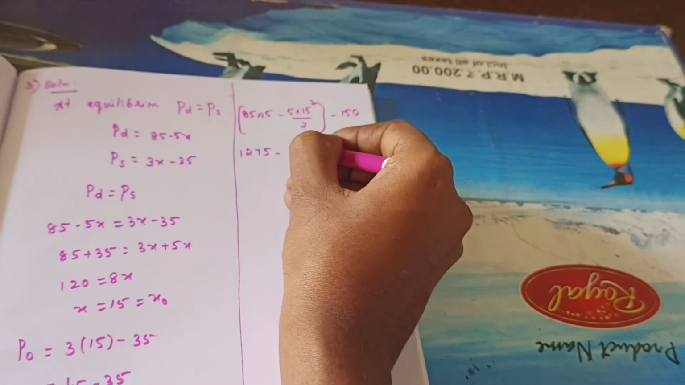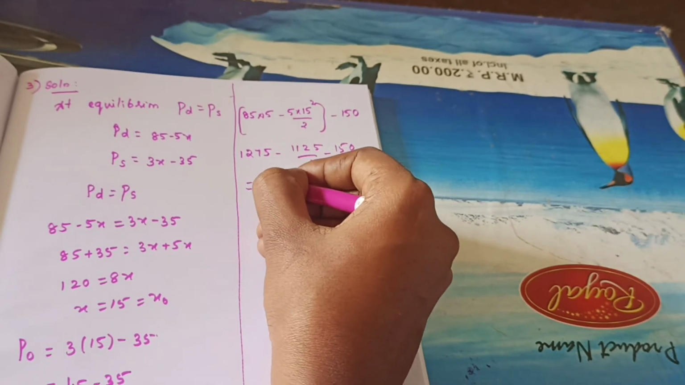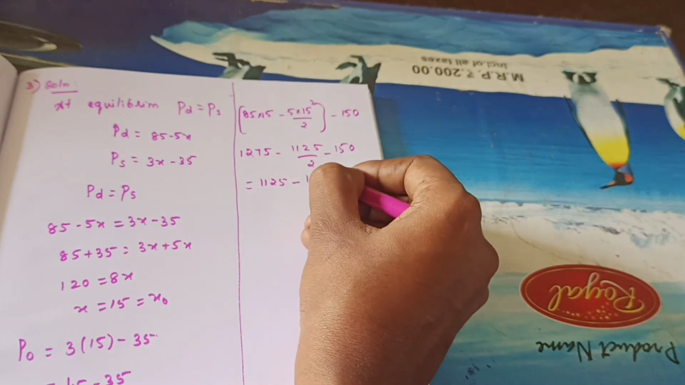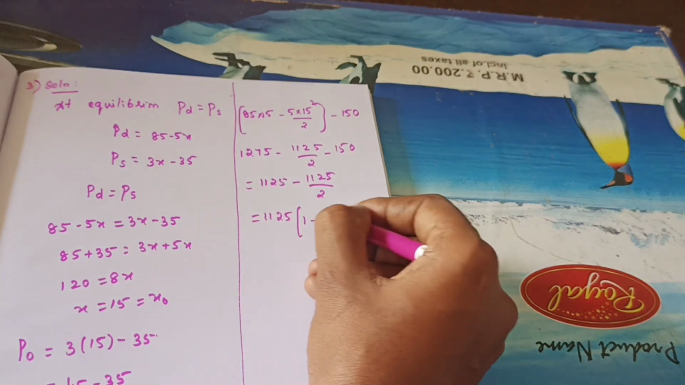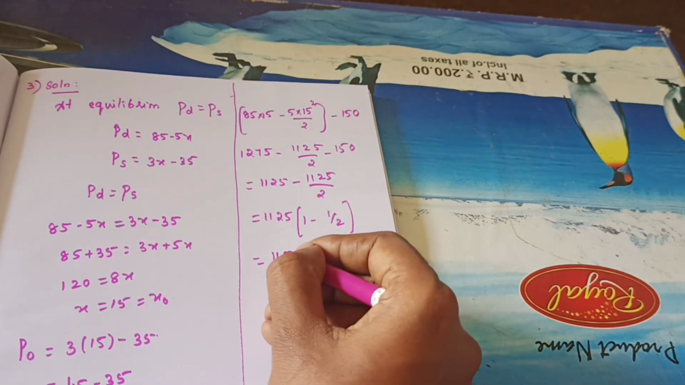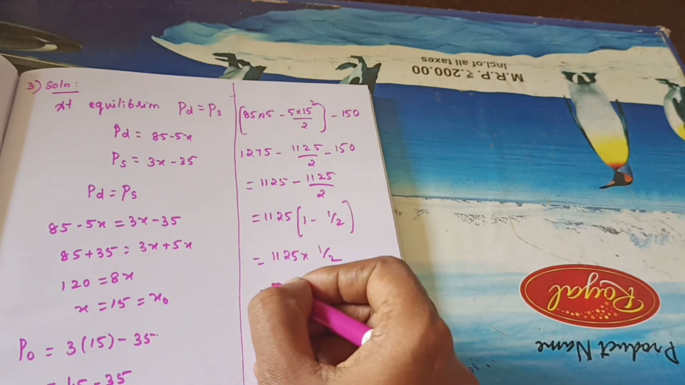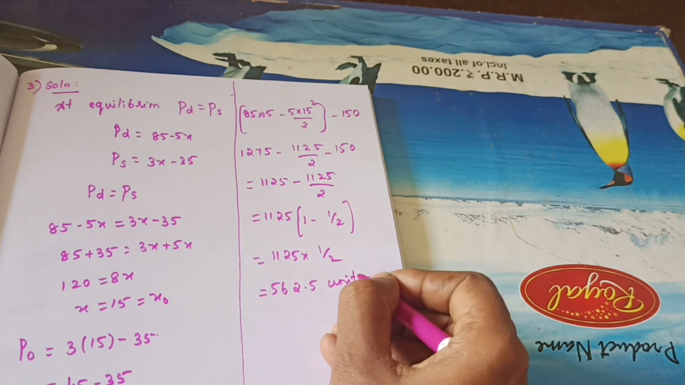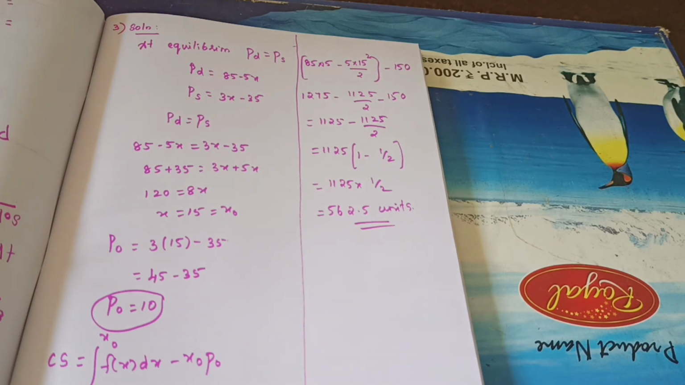1125 minus 1125 divided by 2 minus 150. Simplify 1125, this 2 you can subtract, minus 1125 by 2. If we need to simplify, you can take the common factor outside, then it will be very easy. That's equal to 1125 into 2 minus 1, which means 1 by 2. If you divide, 562.5 units, this is the consumer surplus. In this problem they asked only consumer surplus.